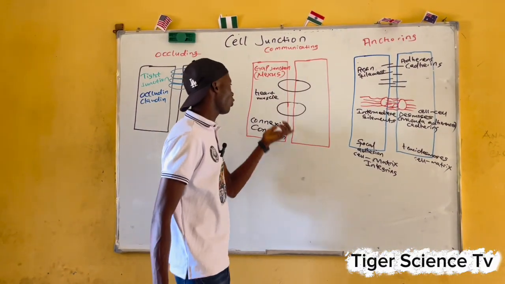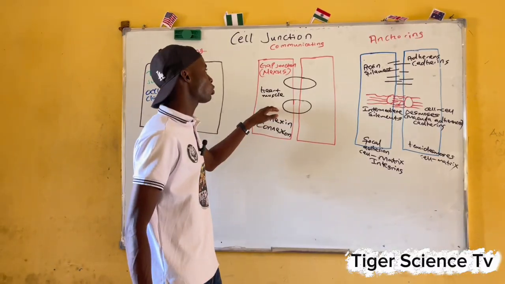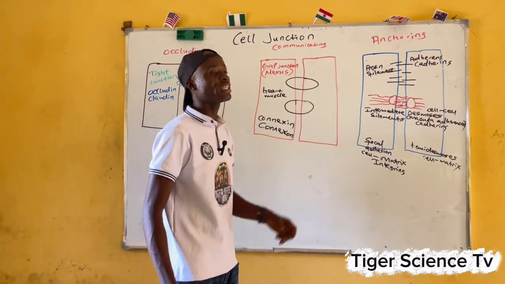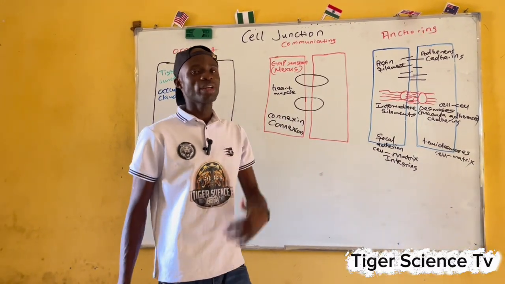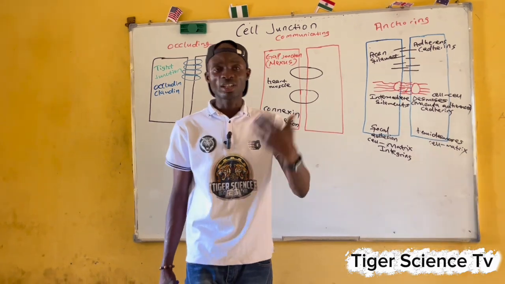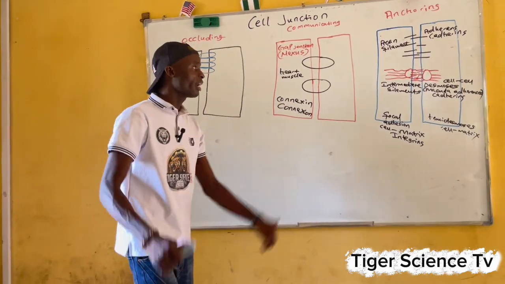They can also be found in the basement membrane of epithelial tissue, where the epithelial tissue communicates with the underlying tissue, which is the lamina propria.